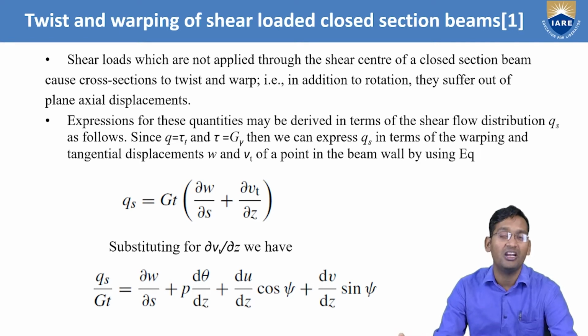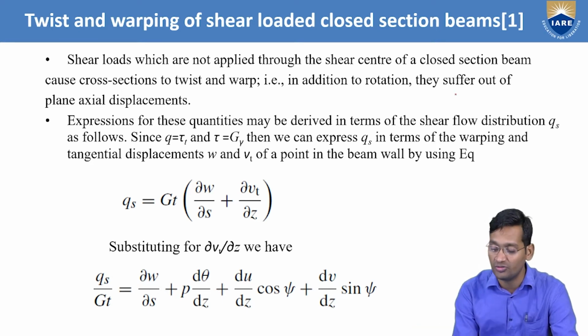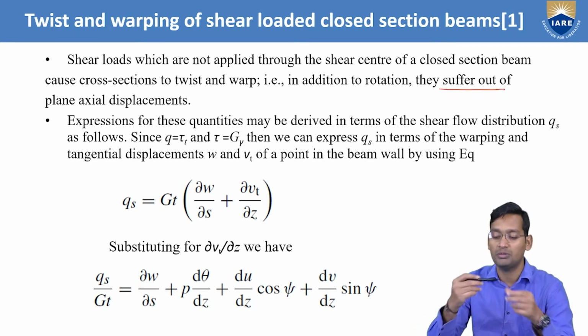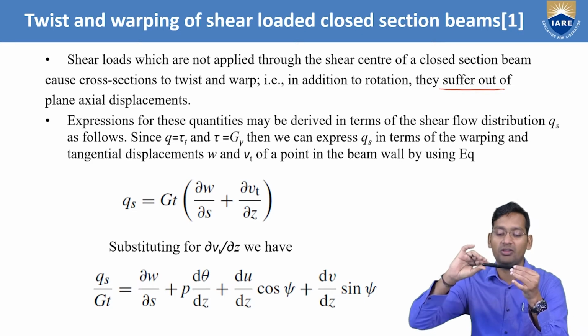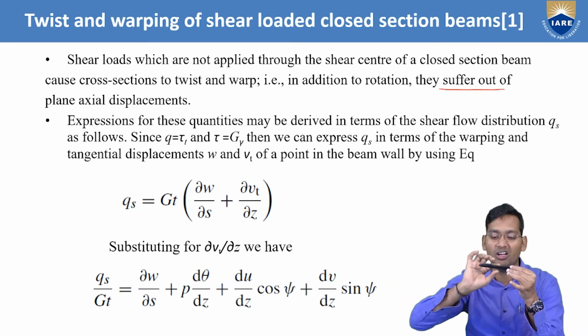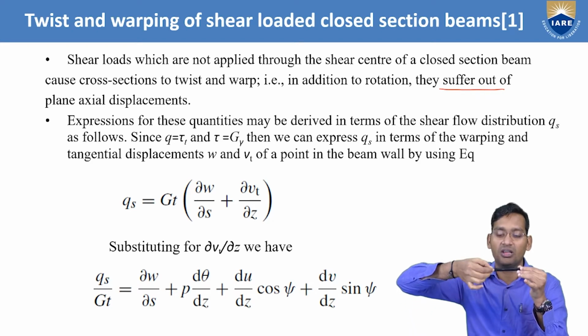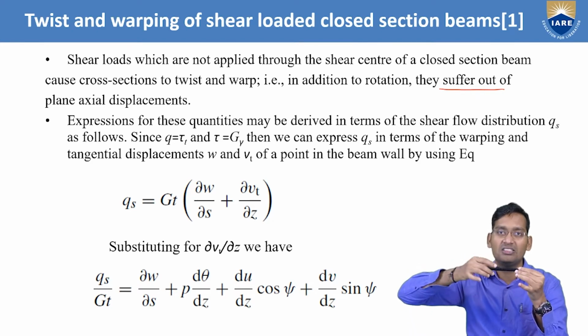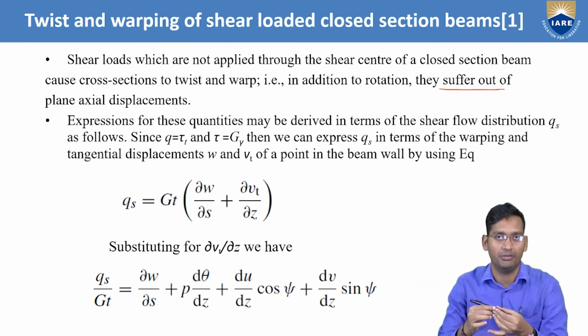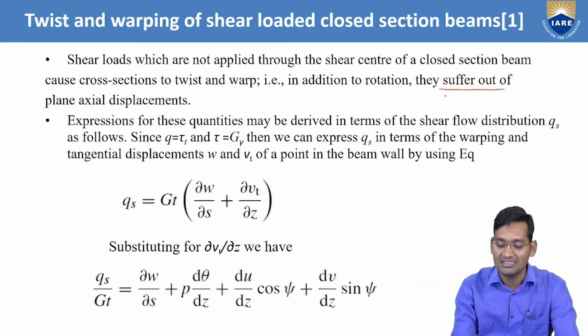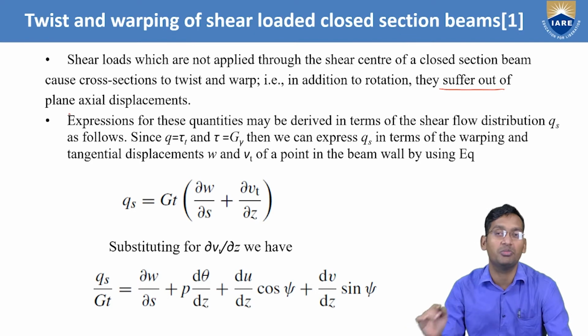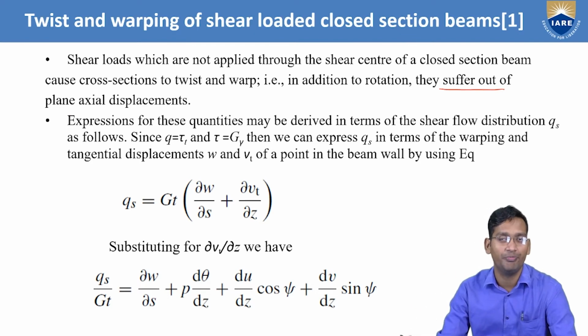That is, in addition to rotation, they suffer out of plane axial displacement. So just see, this word is important: out of plane. Why? Suppose this one is there in a plane. Once we twist this one, then after twisting, it changes like this. So this changes, they will go out of the plane. That's why it's here: suffer out of plane axial displacement. So along the axis, displacement will be there.